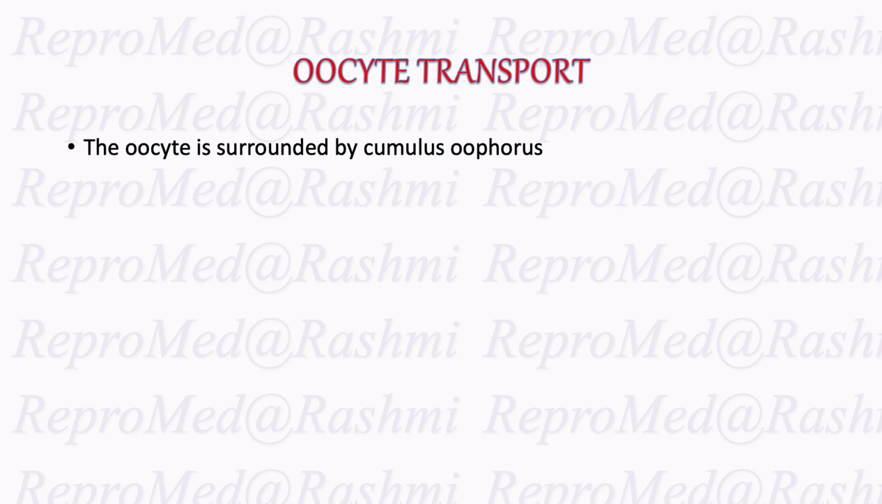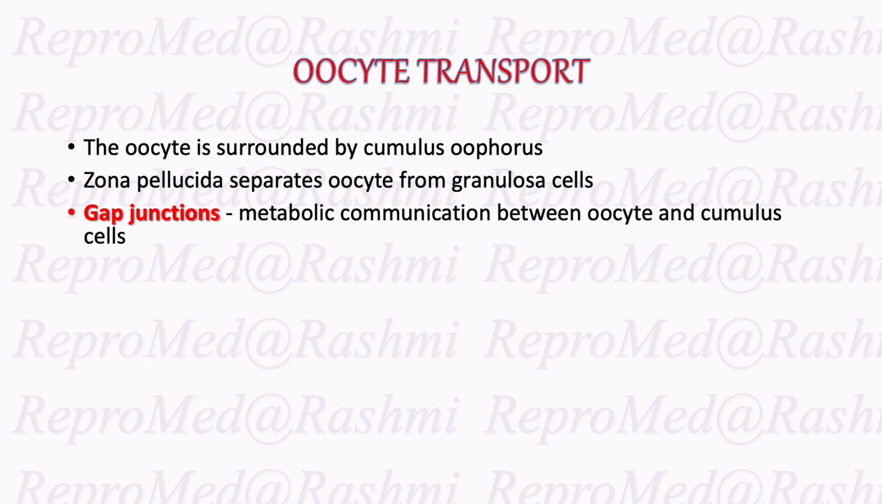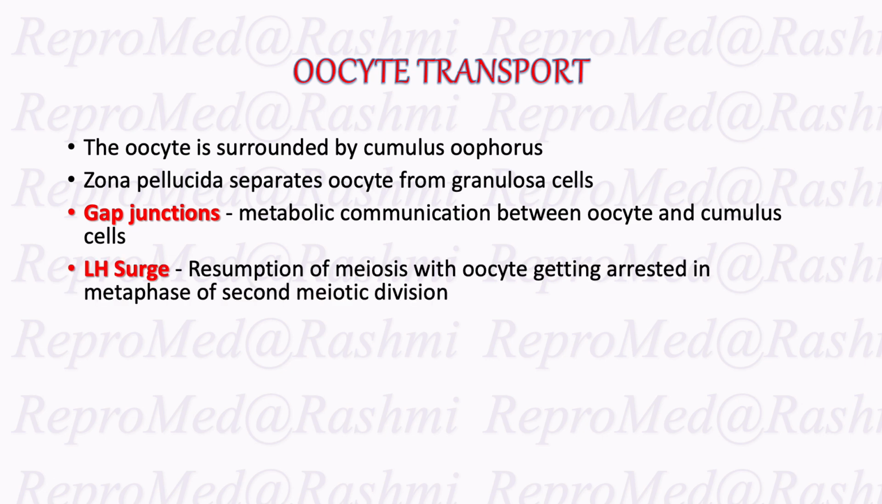In the previous lectures, we discussed the basic anatomy of the oocyte and the coverings of the oocyte. The oocyte is surrounded by cumulus oophorus, and zona pellucida separates the oocyte from granulosa cells. There are gap junctions, which we have discussed in detail in our previous lectures. Gap junctions provide the metabolic communication between oocyte and cumulus cells.